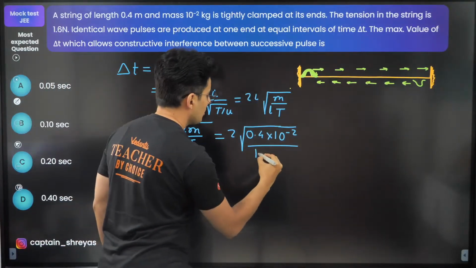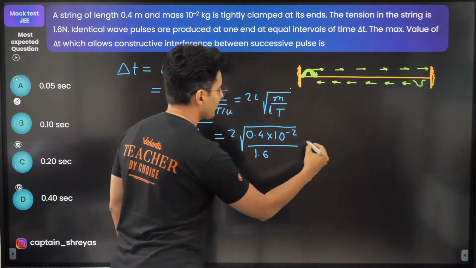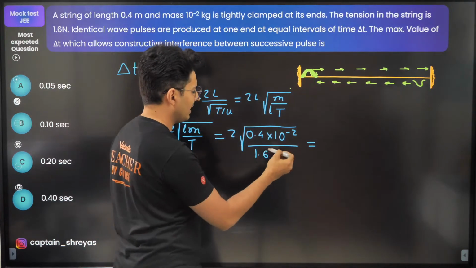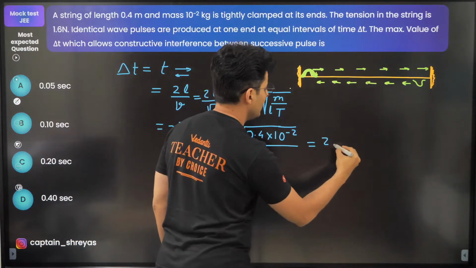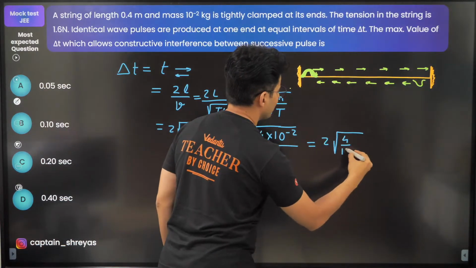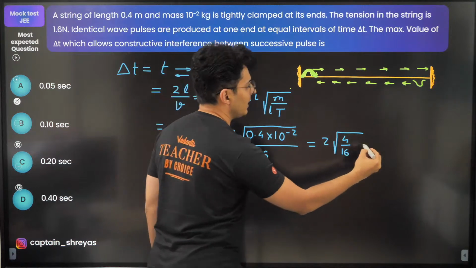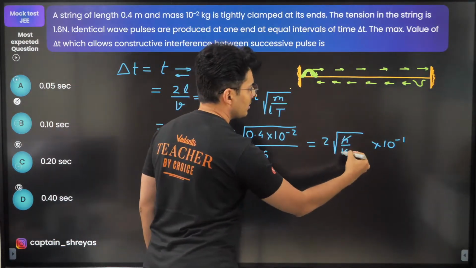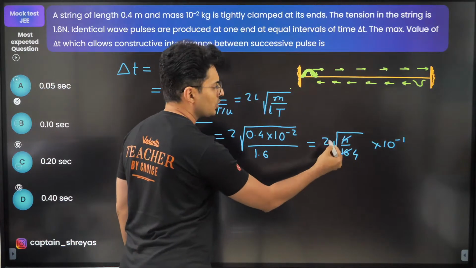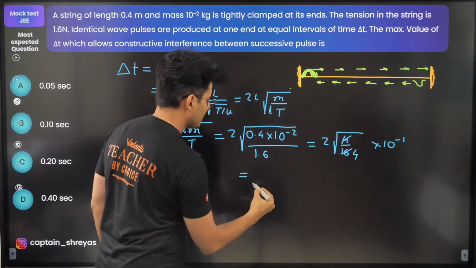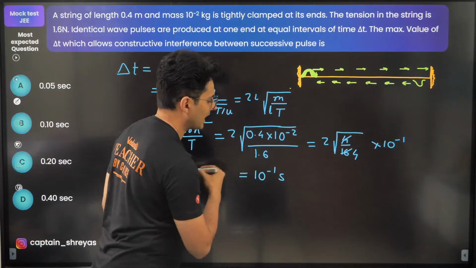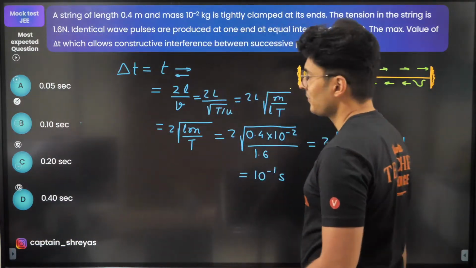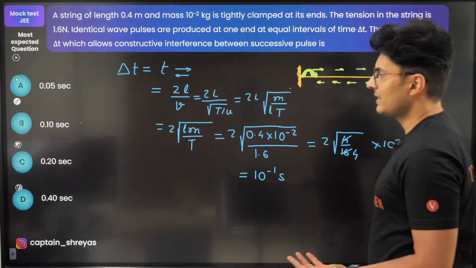1.6 newtons. So 1.6, I believe. Okay, so what can I do? I can write it as 0.4, I can write it as 4, and this I can write it as 16. So this will become 4 by 16. And root of 10 to the power minus 2 is 10 to the power minus 1. Bring it outside the square root. This becomes 4. Root of 4 is 2, 2 and 2 cancels. So hence it will just be 10 to the power minus 1 seconds. That's the answer. Where is it? Option B, of course. Yep, you can see that.